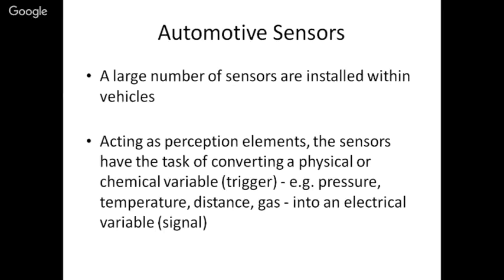In automobiles, a large number of sensors are installed within the vehicle. So they act as perception elements. That is, they have the task of converting a physical or chemical variable, for example, pressure, temperature, distance, gas, into an electrical variable. So that is a fundamental thing, that all the sensors that we use in automobiles or any control system must give the output in the form of an electrical signal, usually in the form of a voltage, but maybe in the form of current also, but mostly it is the voltage signal.